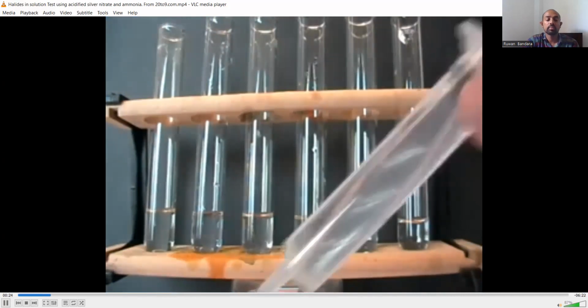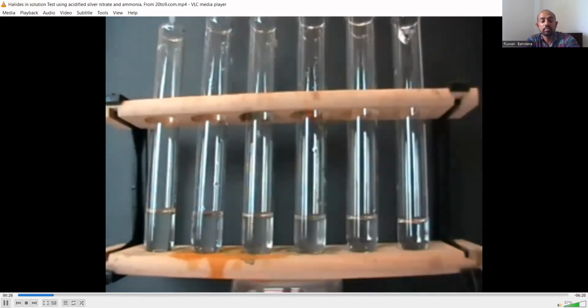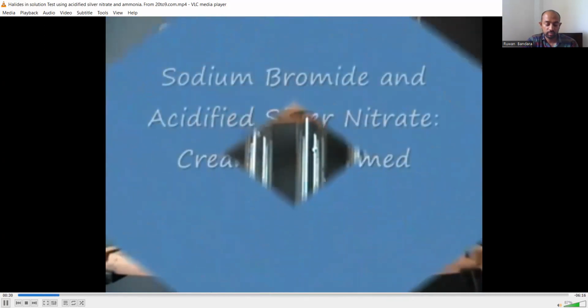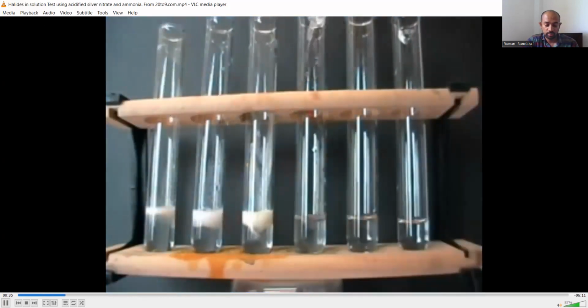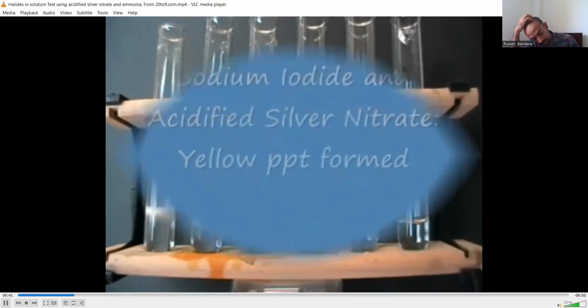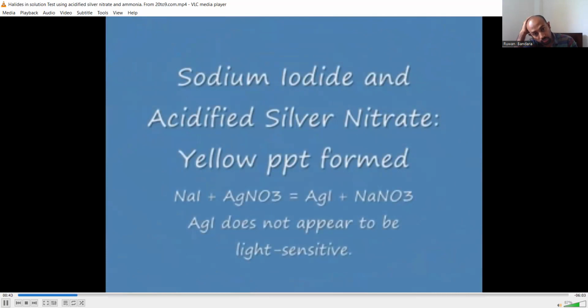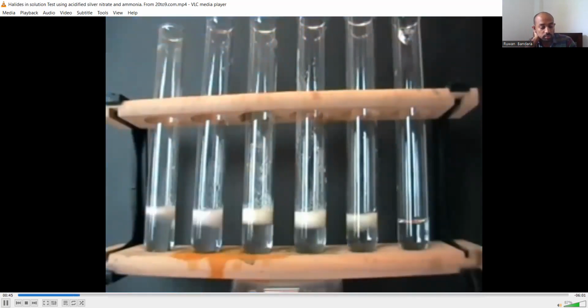I've taken some silver nitrate in a syringe here. Let me add a few drops. The first two will give an identical result, white precipitate. We get an off-white precipitate, or sometimes described as a cream precipitate, with the bromides. And with the iodides, we get a yellow precipitate formed.